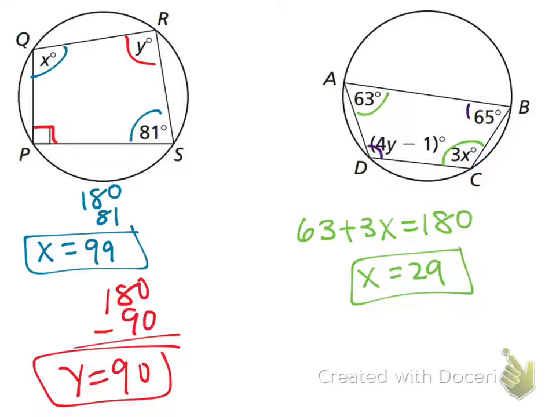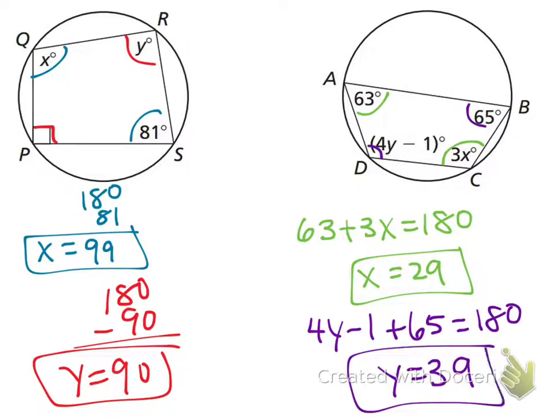And then for y, we're going to do the same thing. 4y minus 1 plus 65 equals 180. So then y is 39. So make sure you add them and they equal 180. Which one is 29 and which one's 39 is what I was asking. So y should be 29. And x is 39. Perfect.